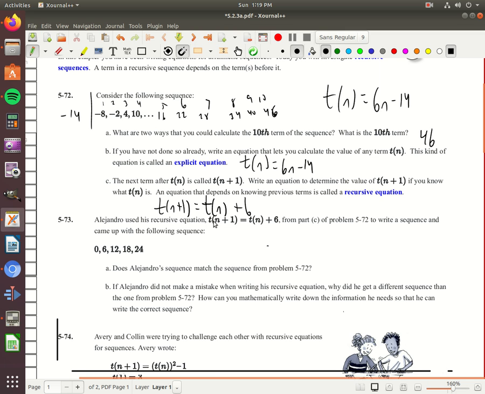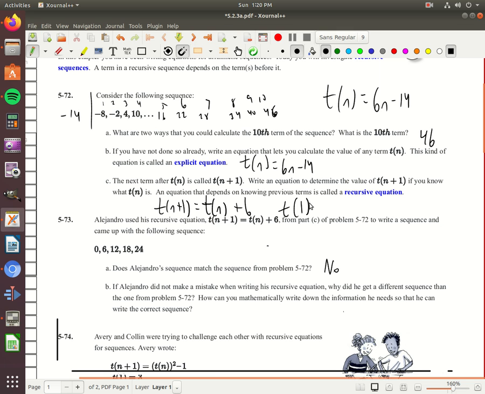So it says Alejandro uses recursive equation t of n plus 1 equals t of n plus 6 from part C of problem 572 to write a sequence and came up with the following. And you can see why I would do this, right? 0, 6, 12, 18, 24. We're just adding 6 each time. Does the sequence match the sequence from 572? Nope. They do both add 6, but it's a different sequence. So what is he missing? He's missing a starting point. So in a recursive sequence, not only do we say, hey, look, we always start with t of n plus 1 equals t of n, then we say, how do you want it to change?